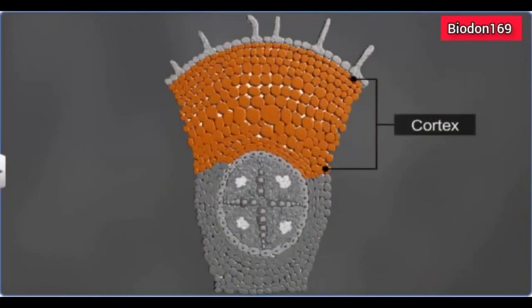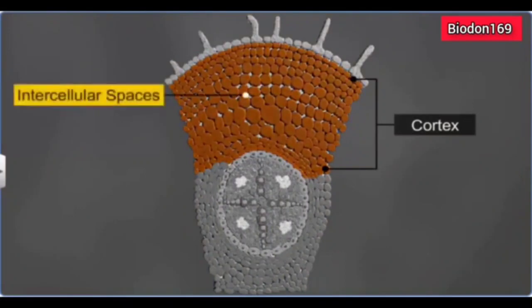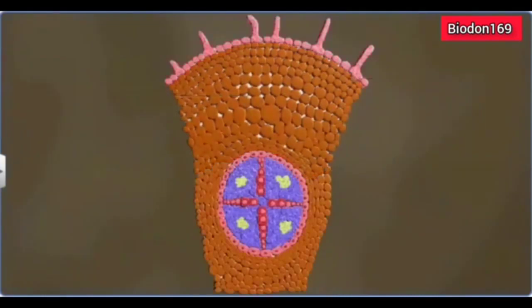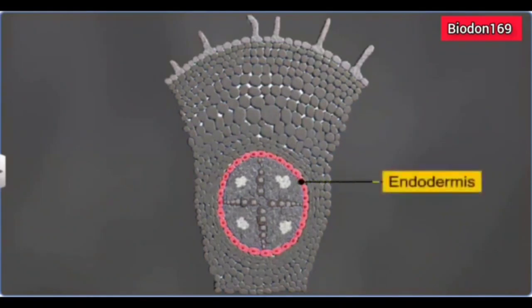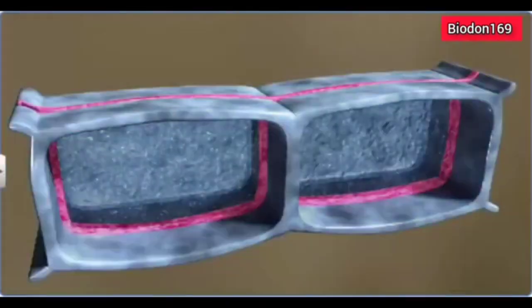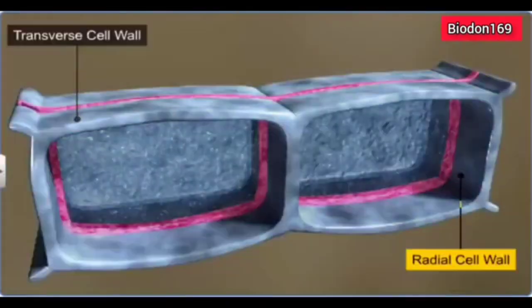These cells have intercellular spaces. The innermost layer of the cortex comprises barrel-shaped cells without any intercellular spaces. This layer is known as the endodermis. The tangential and radial walls of the endodermal cells have deposits of a water-impermeable material or suberin, which is also called Casparian strips.